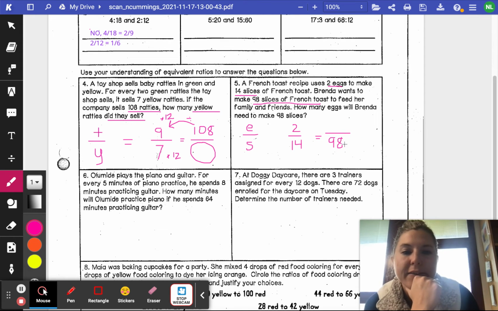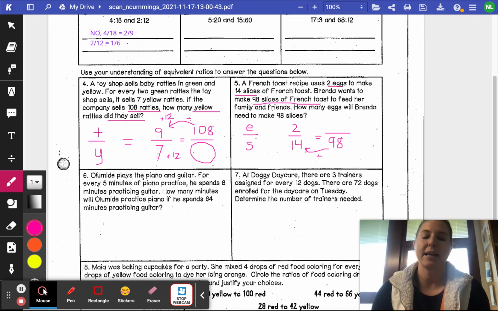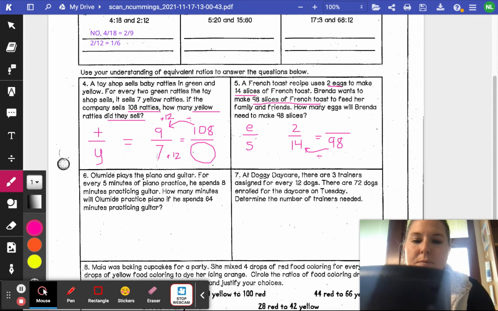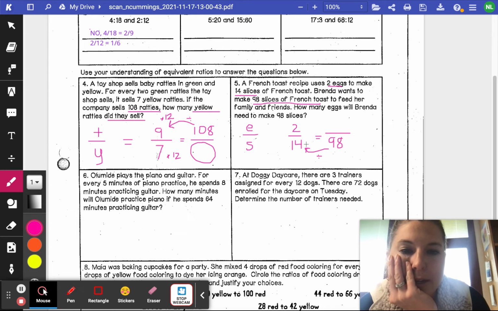So once again, they give us a number here. We need to figure out how many times 14 can go into 98. Well, if we don't know that off the top of our head, we can divide 98 by 14. I don't know about you, but I got 7. So that means 14 times 7 equals 98. Whatever I do to the bottom, I have to do to the top. So 2 times 7 equals how many? And that will be your answer for eggs.